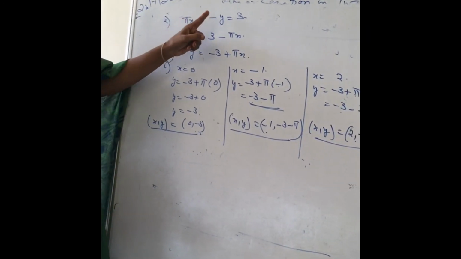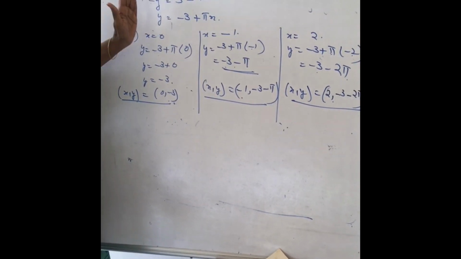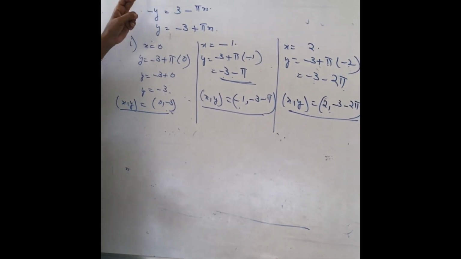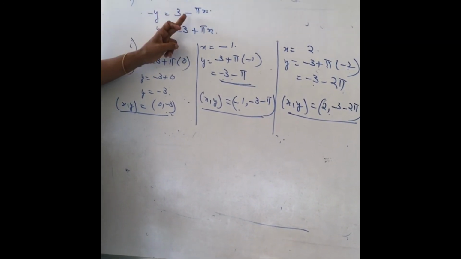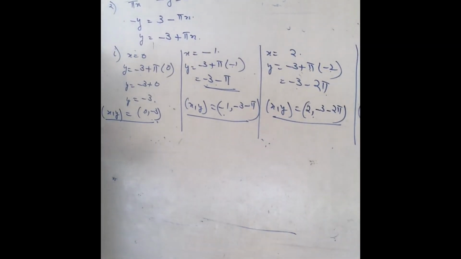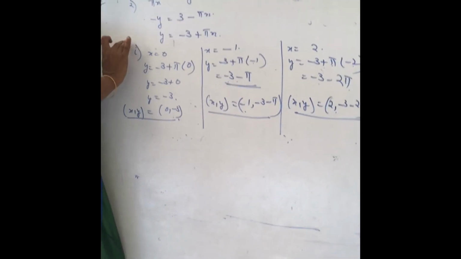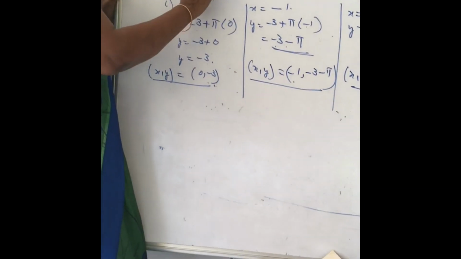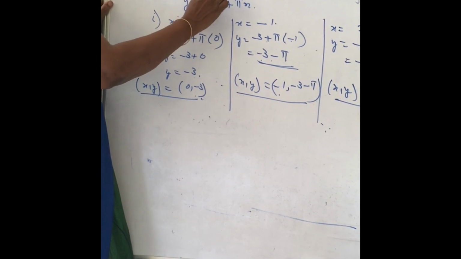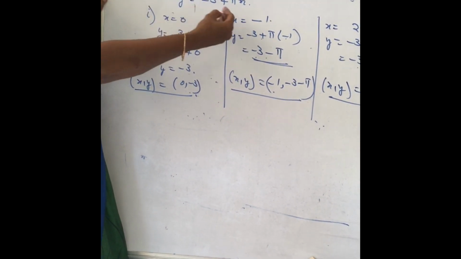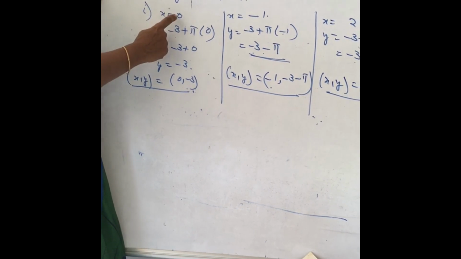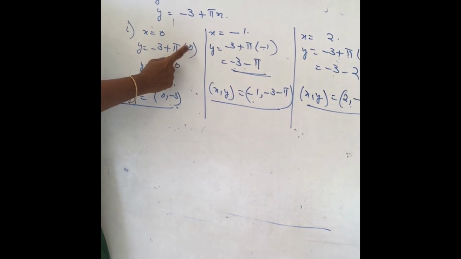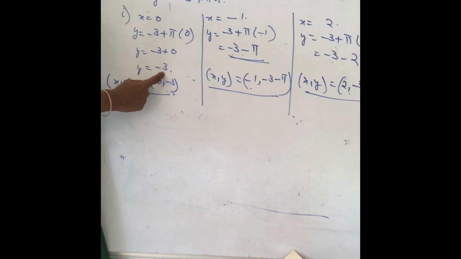Pi x minus y equal to 3. Y turn to the left side, x turn to the right side. When pi x goes to the right side, what does it become? Minus pi x. If y is negative, children, change the sign throughout the equation. Minus becomes plus, plus becomes minus, minus becomes plus, and give any four values according to your choice. For me, x is equal to 0. Pi into 0, 0. Minus 3 plus 0, minus 3.